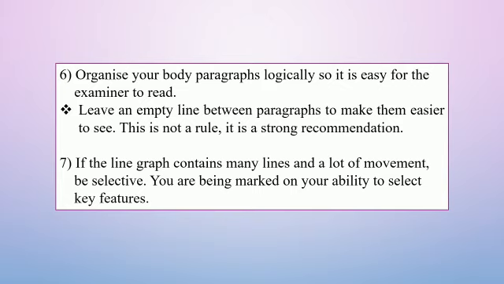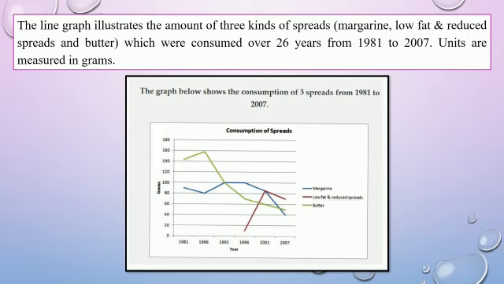Number 7. If the line graph contains many lines and a lot of movement, be selective. You are being marked on your ability to select key features. Now I am going to give you one example.